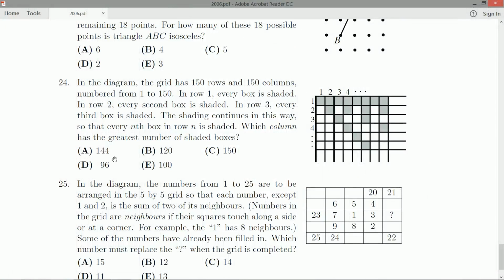Okay. So we got 144, 120, 150, 96, and 96 wasn't E, it was D. But 144, 120, 150, 96, and 100. Let's just take a look at each of these numbers. I will give myself a little more space.